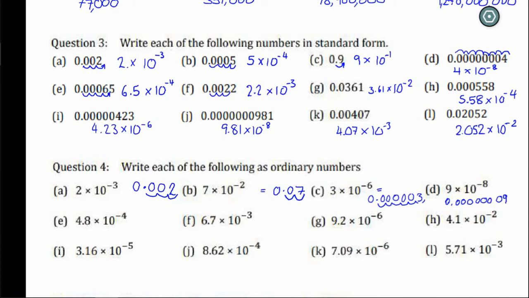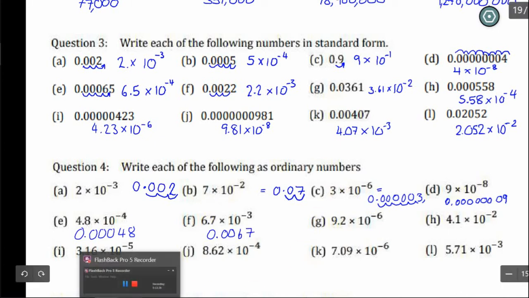Okay. On part E, my first 0 will be the one in the units column, so 0 point, and then I need 3 more. 1, 2, 3, because I need 4 in total, and then I need the digits 4 and 8. On part F, I'm going to have 3 zeros to lead with, so 0.00, and then 6, 7, because those are the digits in my question, and I'll do the rest and you can mark them yourself.